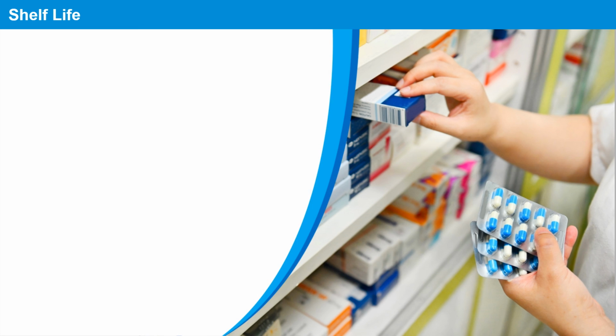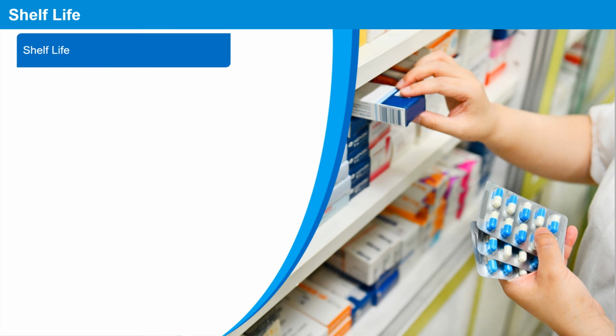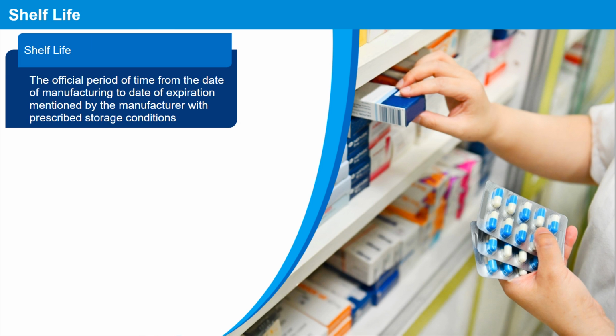Now that you are familiar with the formula about how and when to order commodities for any store, let's now learn about shelf life and how to check shelf life. So, what do you understand by shelf life? Shelf life is the official period of time from the date of manufacturing to the date of expiration mentioned by the manufacturer with prescribed storage conditions.